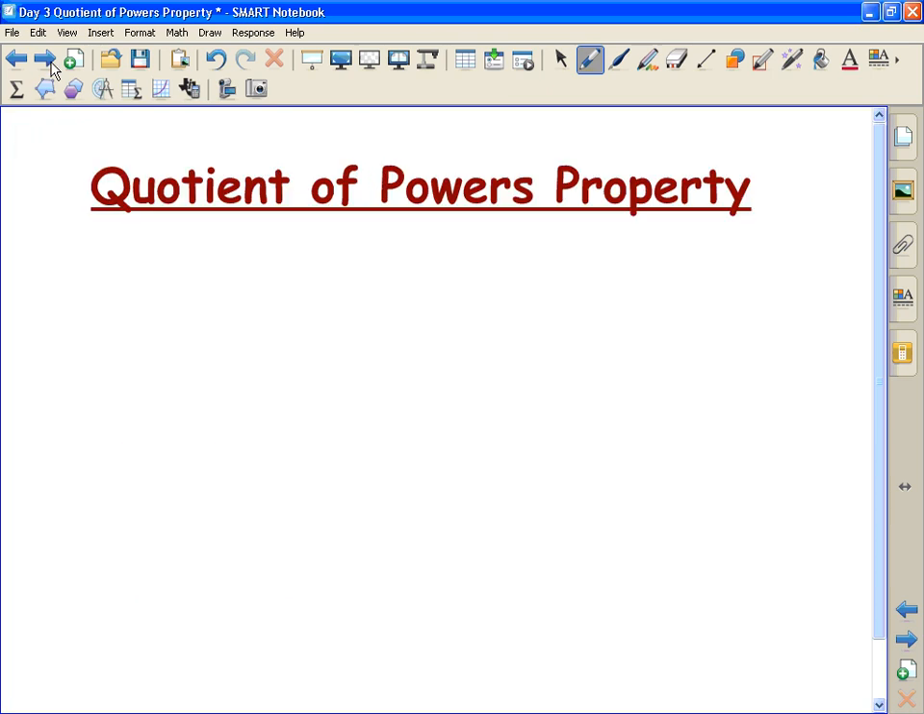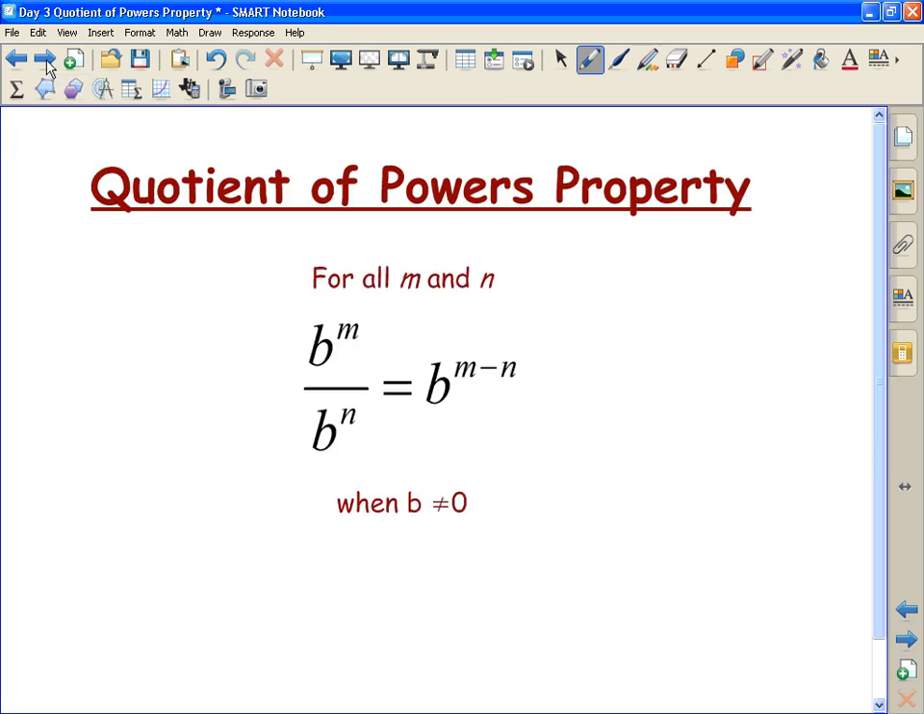So that would be our quotient of powers property. It says that if we have b to the m divided by b to the n, the same base, different exponents, I can just go ahead and subtract them. Of course, that's only when b is not 0. That's a good time to write that in your green notes too.